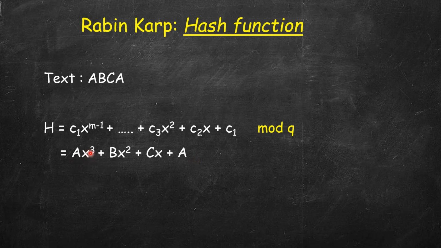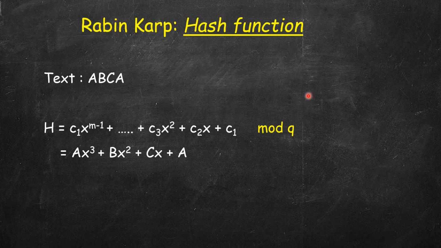So now put some value of x. Let's say any prime number, let's say 11. And a, b, c, a will be their ASCII values 65, 66, 67, and again 65, and modulo q. So in this case there will not be any overflow, but let's say q is some value, let's say 128 or some value. So this is how we can calculate the hash function. Now let's say we calculated the hash function of some window and we slide by one step.